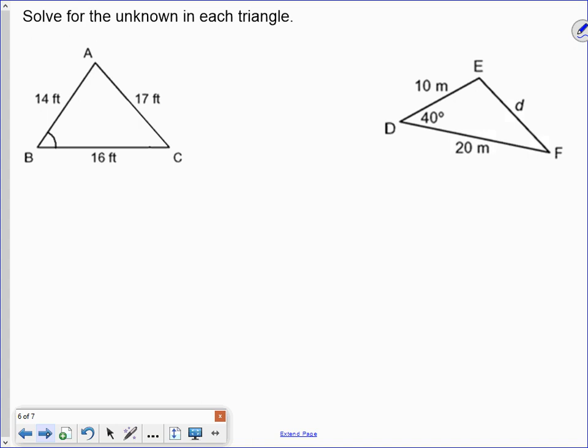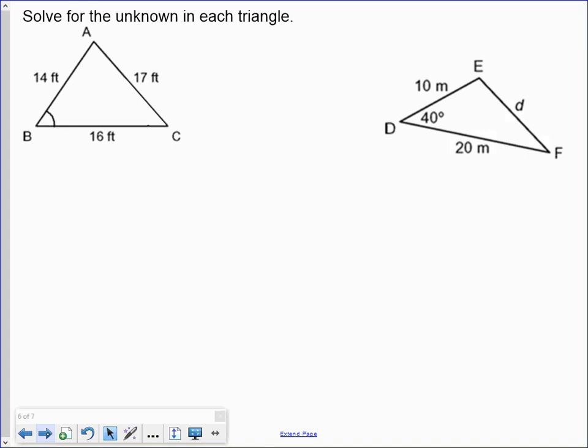So we've got 2 triangles here. In each triangle, we want to solve for the unknown. On the left-hand side here, we are asked to solve for angle B. Let's just first check to see if we can use the cosine law. If we're going to use the cosine law to solve for an angle, we need to be given the lengths of all 3 of the sides in our triangle, and we are. A is 16 feet, B is 17 feet, and C is 14 feet.